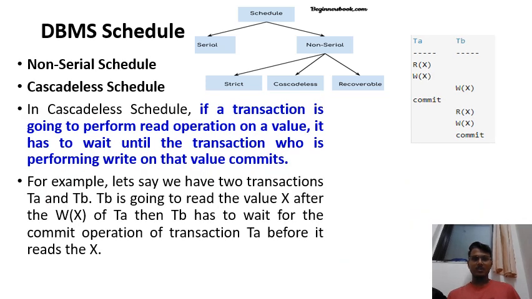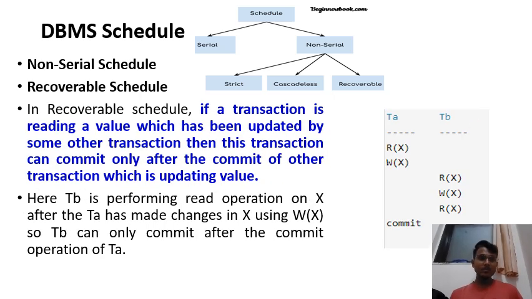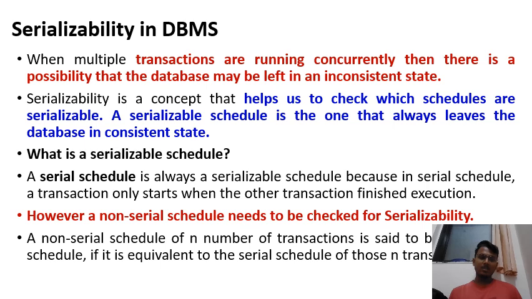Cascadeless schedule: if a transaction is going to perform a read operation on a value, it has to wait until the transaction that is performing the write on the value commits. Non-recoverable schedule: if a transaction is reading a value which has been updated and commits only before the other does. And serializability in DBMS: when multiple transactions are running concurrently, there is a possibility that the database may be left inconsistent. So, thank you.